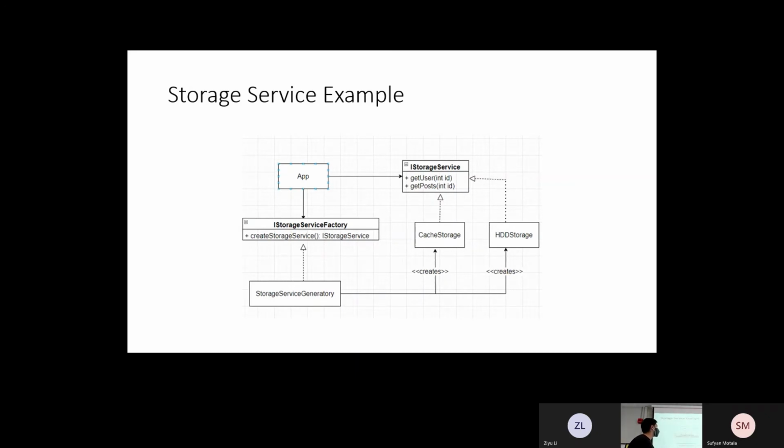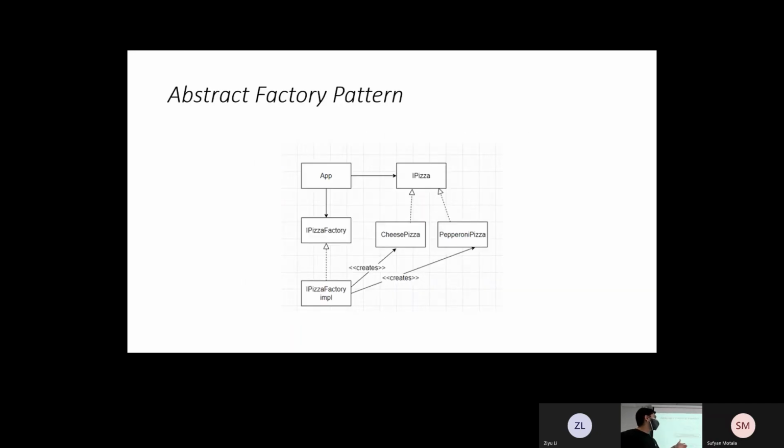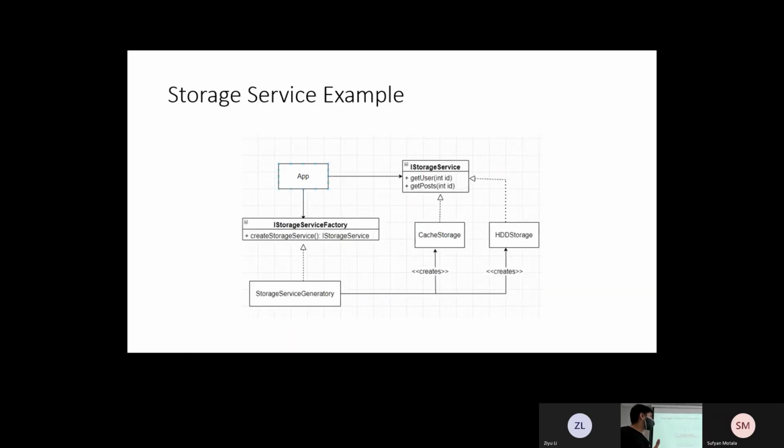We're going to use this example of a storage service, very similar, almost identical UML diagram. But what we have is an application, and then this top level abstraction, the interface storage service, and then you have concrete implementations of that. So you have a cache storage, you have a hard disk storage, and you can have an external database and so on. You can add as many as you like.